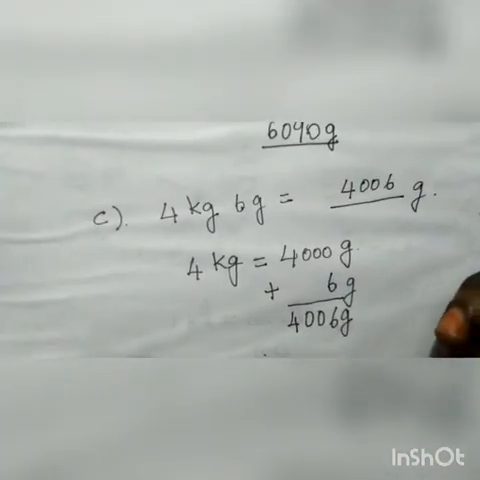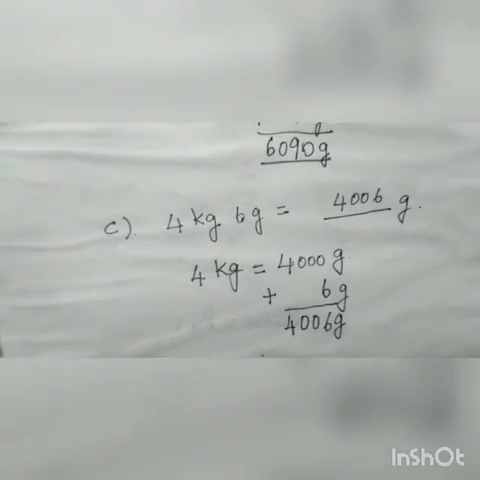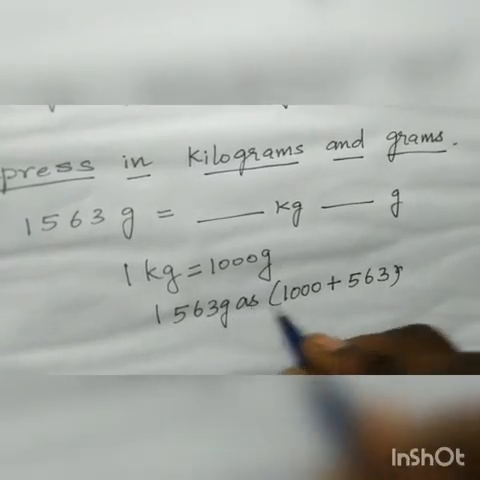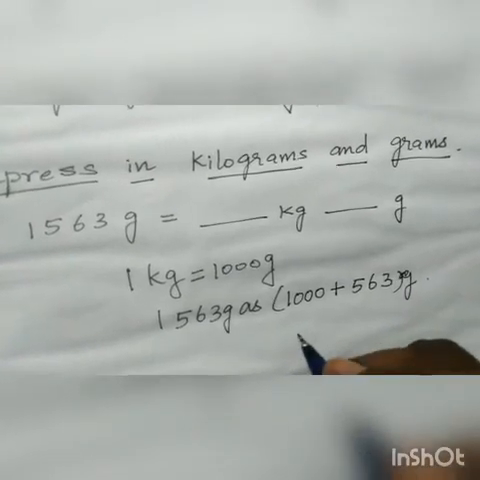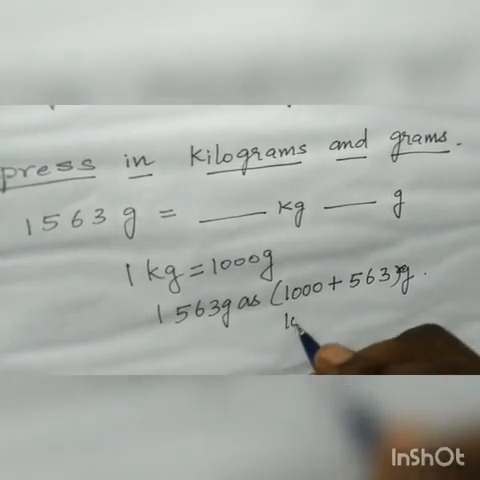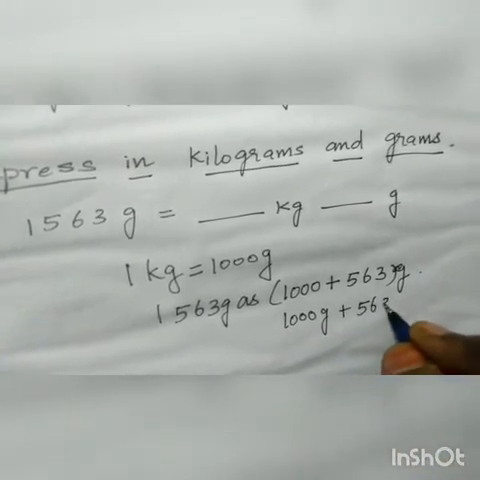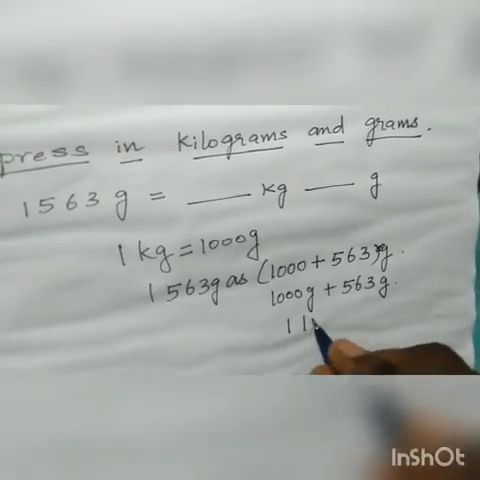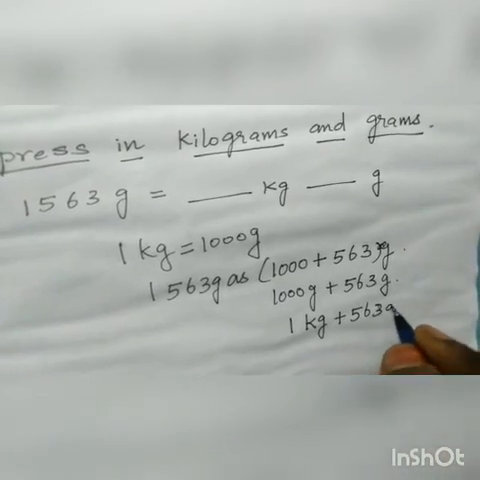Similarly, I will give a few more problems for you to do like this. Okay. I have given a few problems. So 1563 gram can be written as 1000 plus 563 gram. So we separate 1000 gram plus 563 gram. Now write 1000 gram as 1 kg. So 1 kg plus 563 grams.